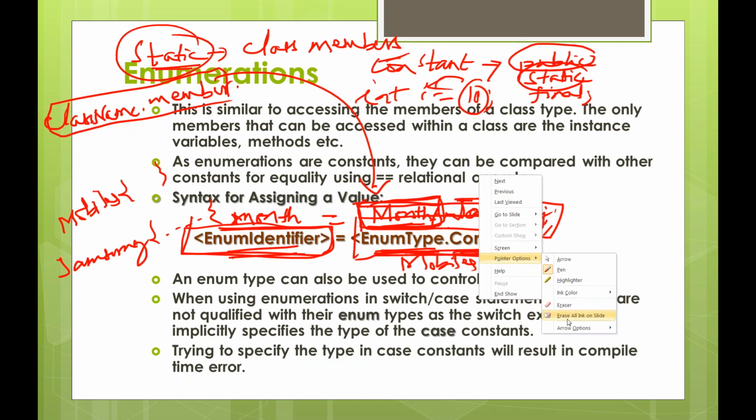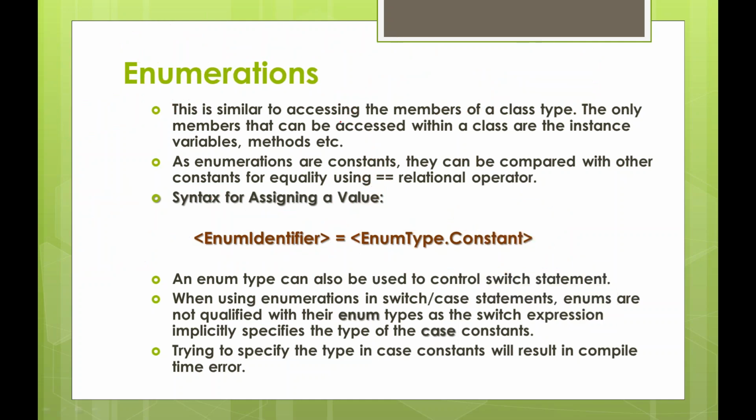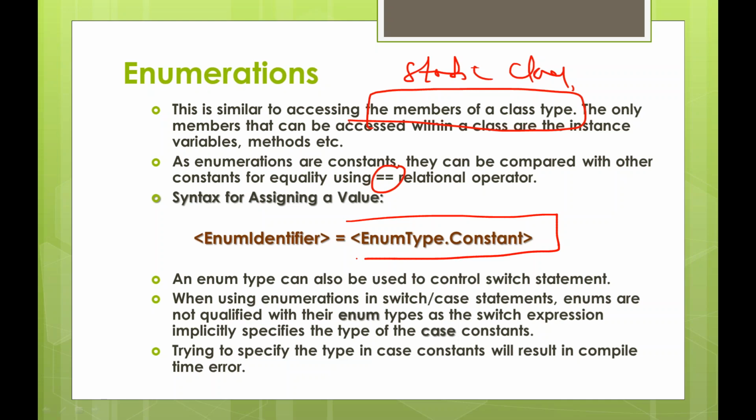This is similar to accessing the class type itself, static class types. So how can we use relational operators? These are all constants, so since these are all constants, we can check for their equality using the equal to operator. Okay, someone has a question.